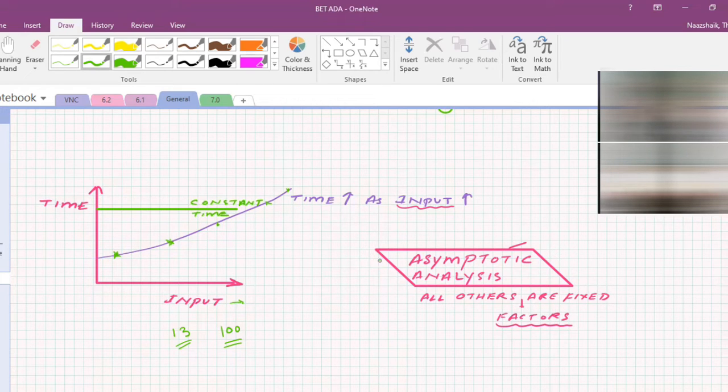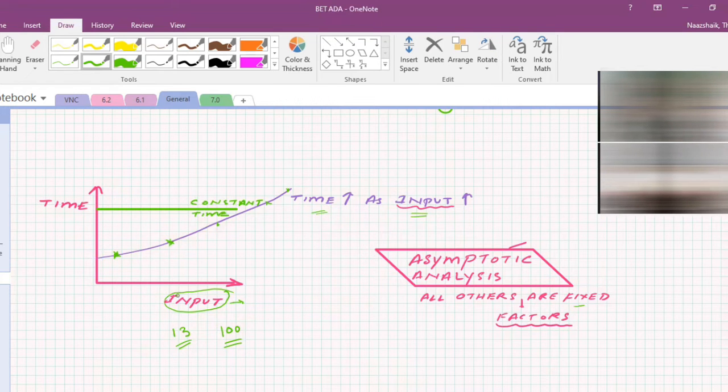And this way of analysis is called asymptotic analysis. When we say asymptotic analysis, that means we are only concerned about the change of input. All other factors, we are not even considering. We are saying that they'll always be constant. So we are only focusing on the change in the input and how it is going to affect the time it takes. The primary focus of our analysis of algorithms will be based on the input.